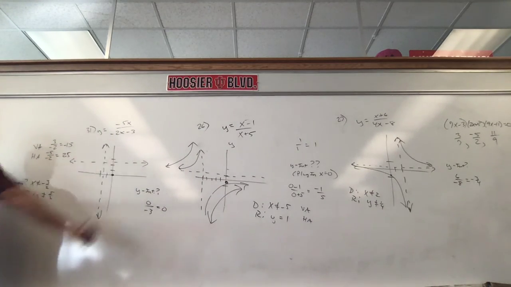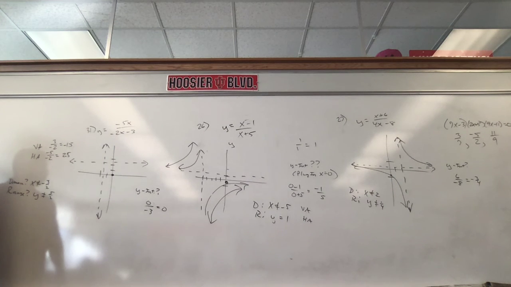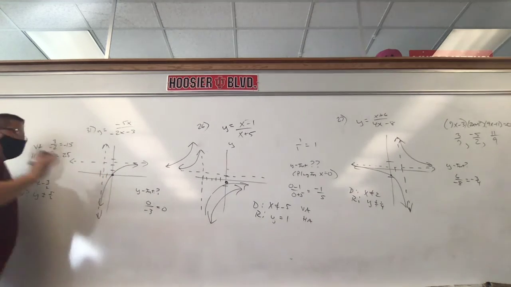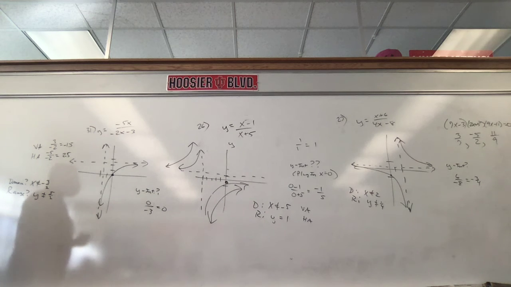1 and 3 or 2 and 4? 1 and 3. Or no, 2 and 4. Why? Because it's in the fourth. Right, the dot's in the fourth quadrant. It's got to go like this. And again, I don't want to get you on test day, but don't be too sloppy, okay?